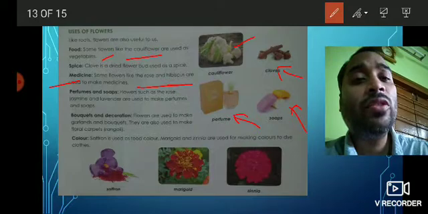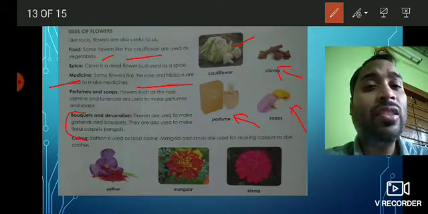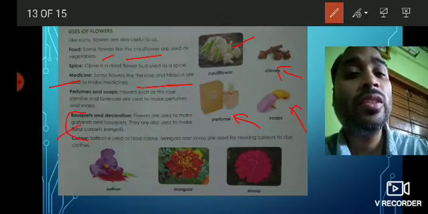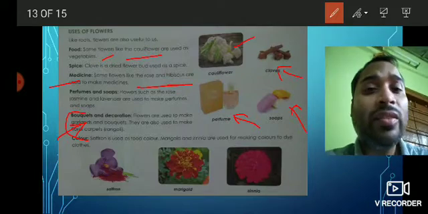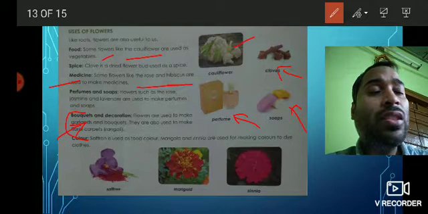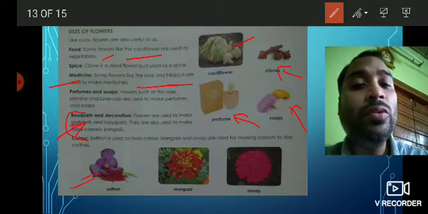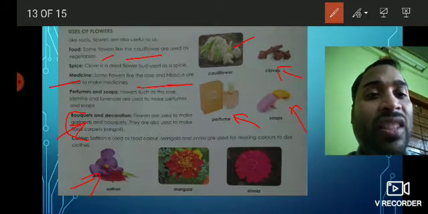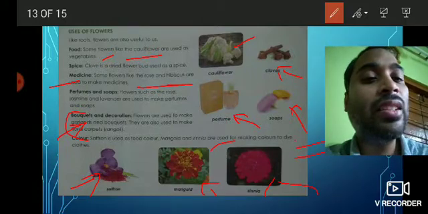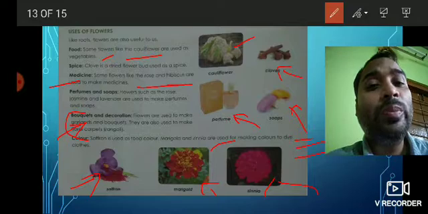Then bouquets and decoration. We have all seen in marriage parties, the decoration is done mostly with the help of flowers. Then there are bouquets which we can present to somebody, a flower bouquet as a gift. Then color: flowers are also used as natural color sometimes, like saffron is used in food as food color, and marigold and zinnia are used for making dyes, which are generally used to make clothes colorful.